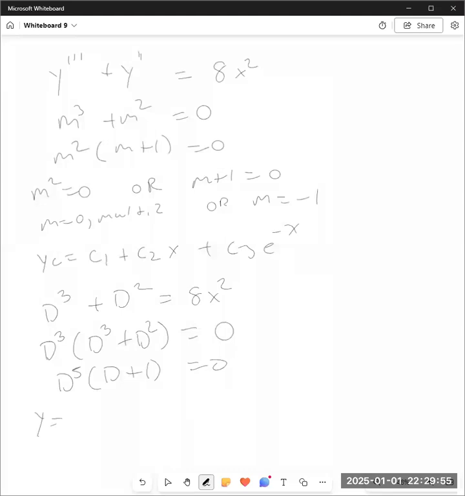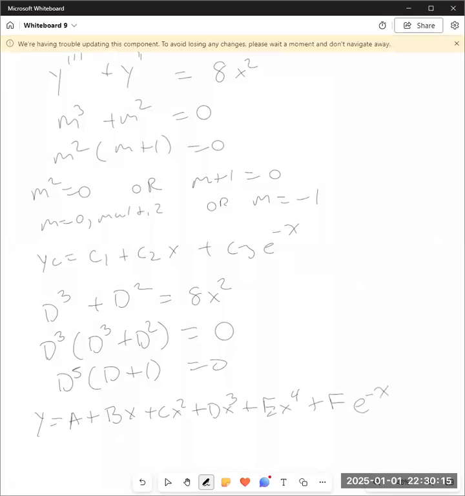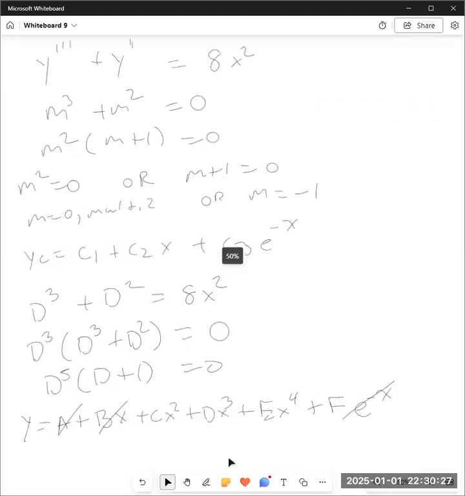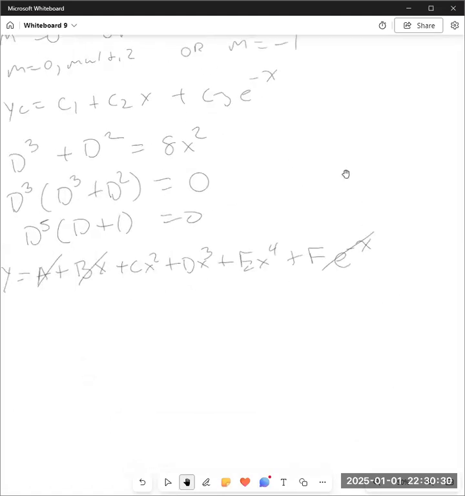So my y needs to be a plus bx plus cx squared plus dx cubed plus ex to the 4th plus f e to the negative x. So we already have that term taken care of. We already have that term taken care of and that term taken care of. So my yp here needs to be equal to cx squared plus dx cubed.